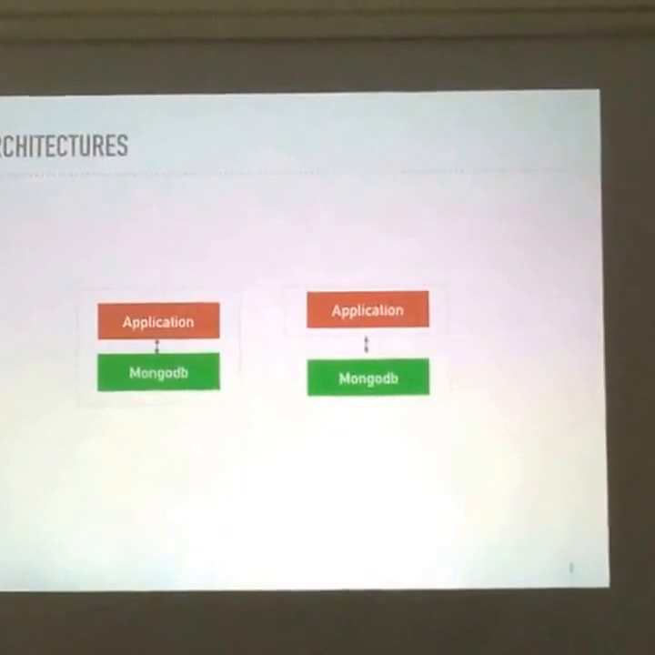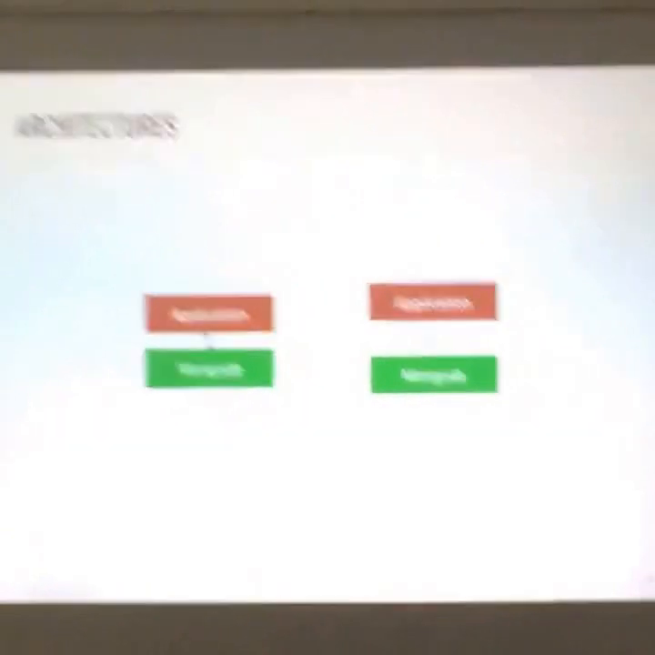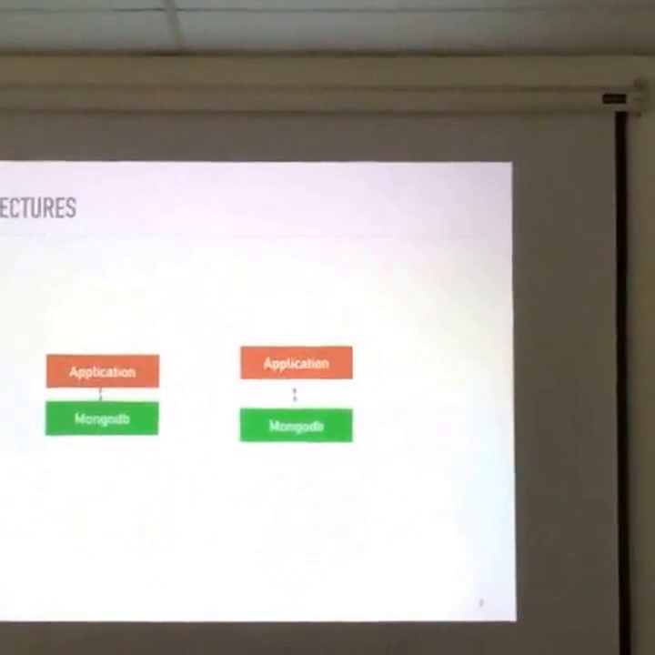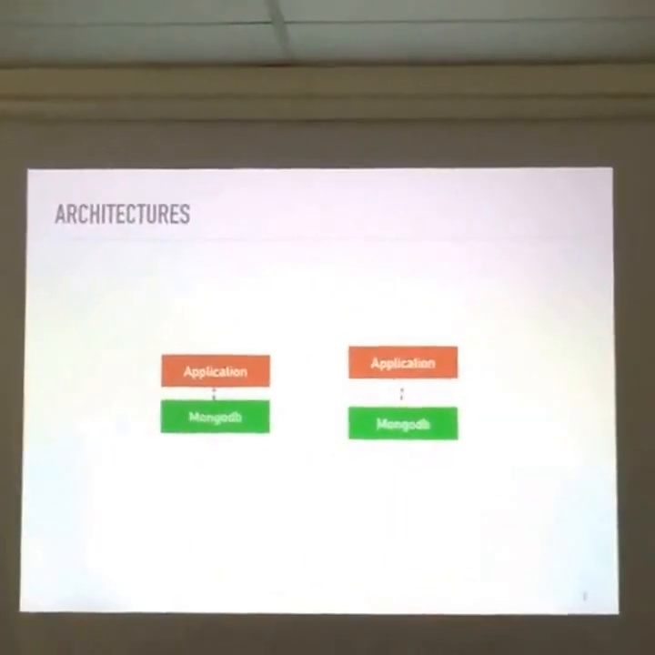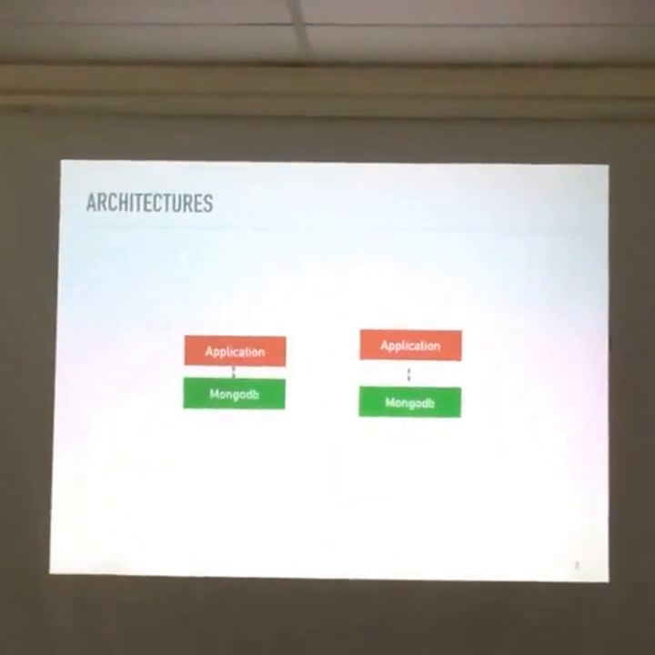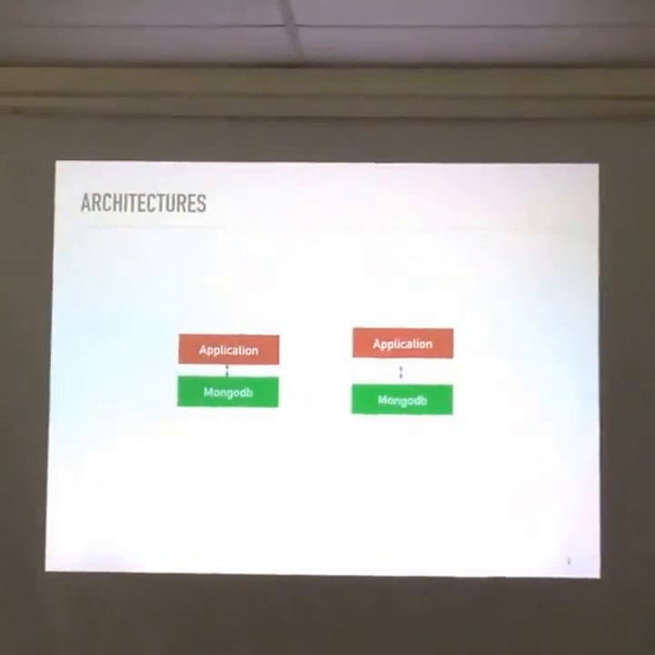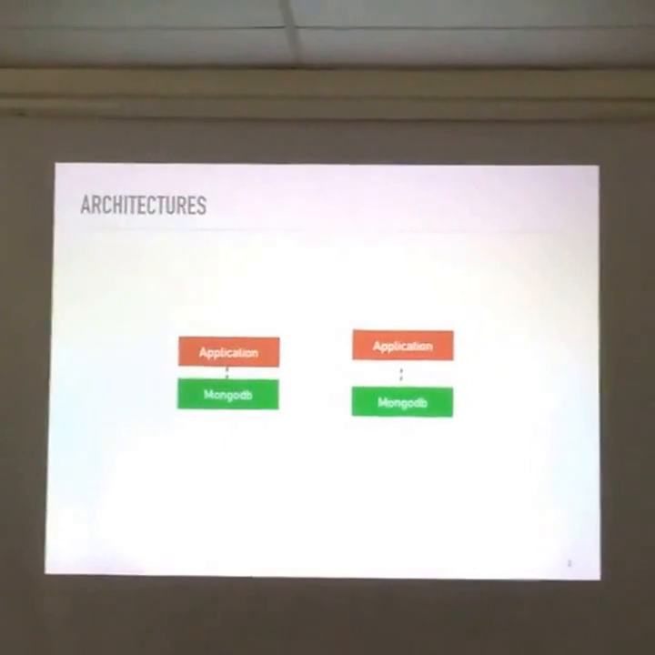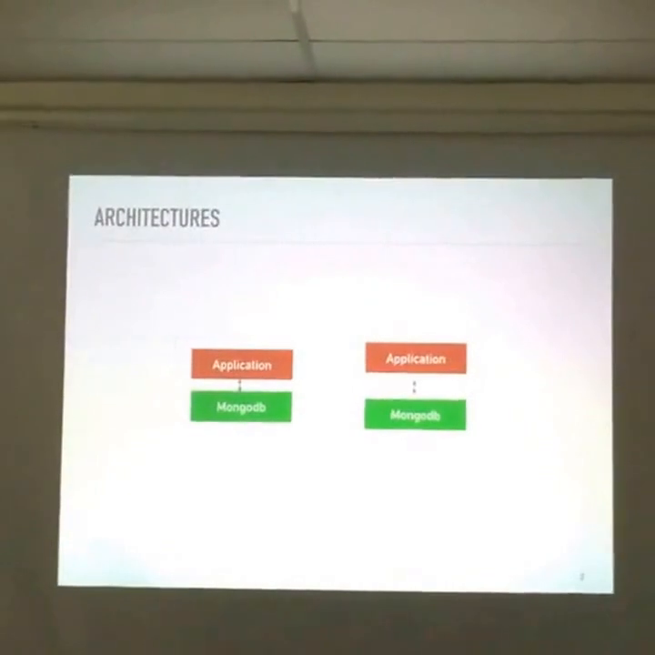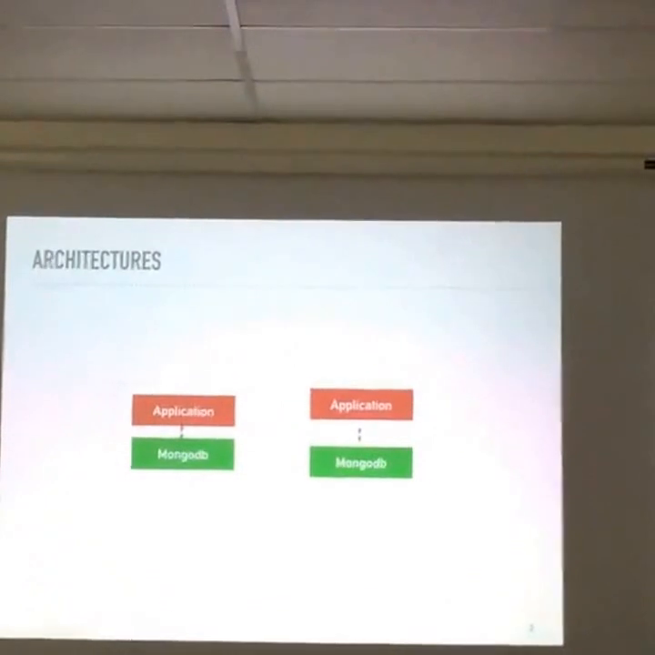So the internet, every application will have two different parts. One is the application logic, and the other is the database. The left-hand side is the simplest architecture. It includes the application and MongoDB on just one server. And if you want to scale this architecture, I will split this into two different servers. One is for application logic, and the other server for MongoDB.